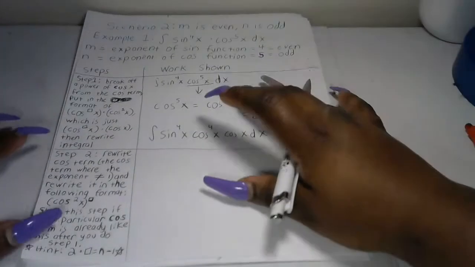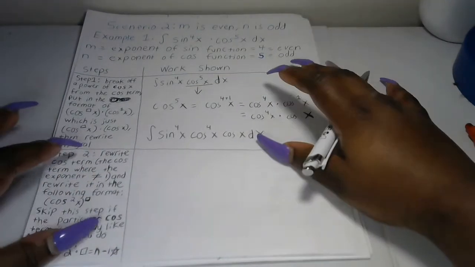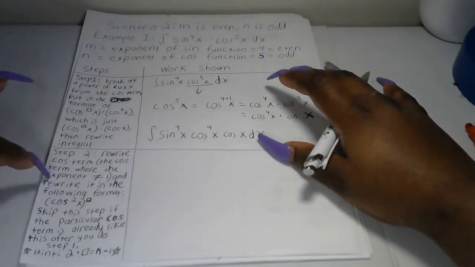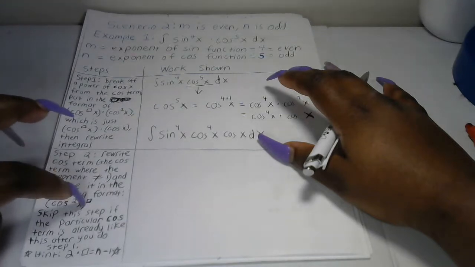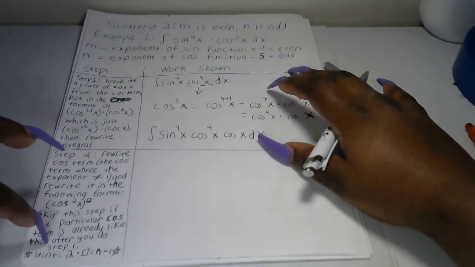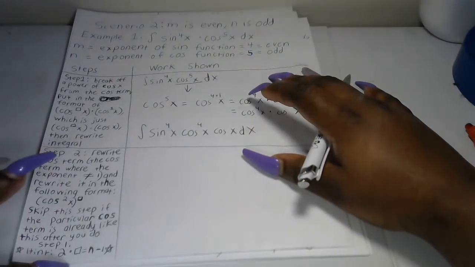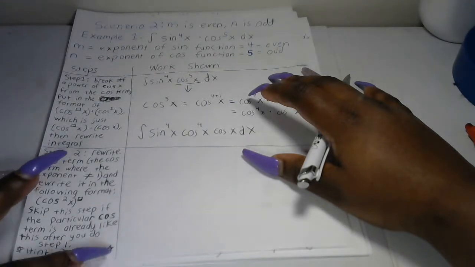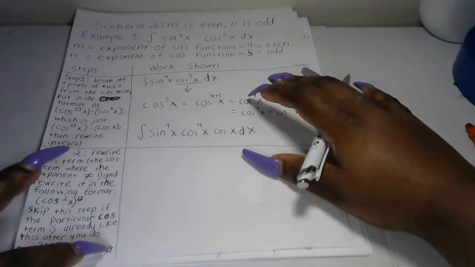Alright, so for step 2, what we're going to do is rewrite the cosine term. And when I say the cosine term, I mean the cosine term where the exponent does not equal 1. And we're going to rewrite it in the following format: cosine x squared to the power of something. You can skip this step if the particular cosine term is already like this after you do step 1. And a little hint, 2 times the something should be equal to n minus 1. So the something that we get here, 2 times that something should be equal to n minus 1.